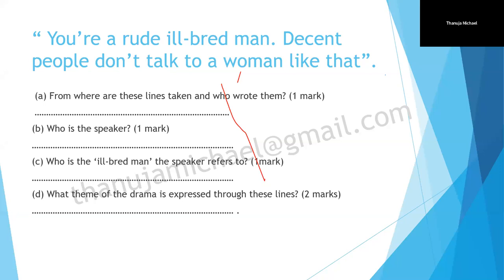Who is the speaker? Sometimes children don't know who the speaker is. If you don't know, look at the wordings. You are a rude, ill-bred man. We have only three characters, Luca, Papua, and Spono. Decent people don't talk to a woman like that, so this obviously has to be a woman. There's only one woman in the whole drama, so it has to be Papua.